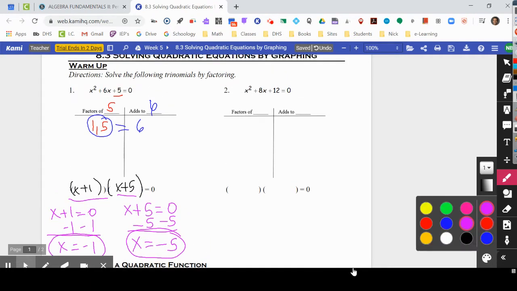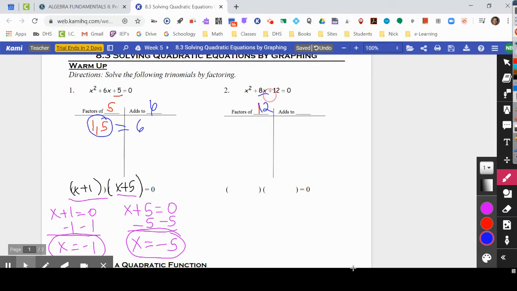Now let's try number 2. We have x squared plus 8x plus 12 is equal to 0. Again, we're going to find the factors of 12 that add to 8. My factors of 12 are 1 and 12, 2 and 6, and 3 and 4. Out of my 3 factor pairs, I'm going to use the 2 and 6 because 2 plus 6 is equal to 8.